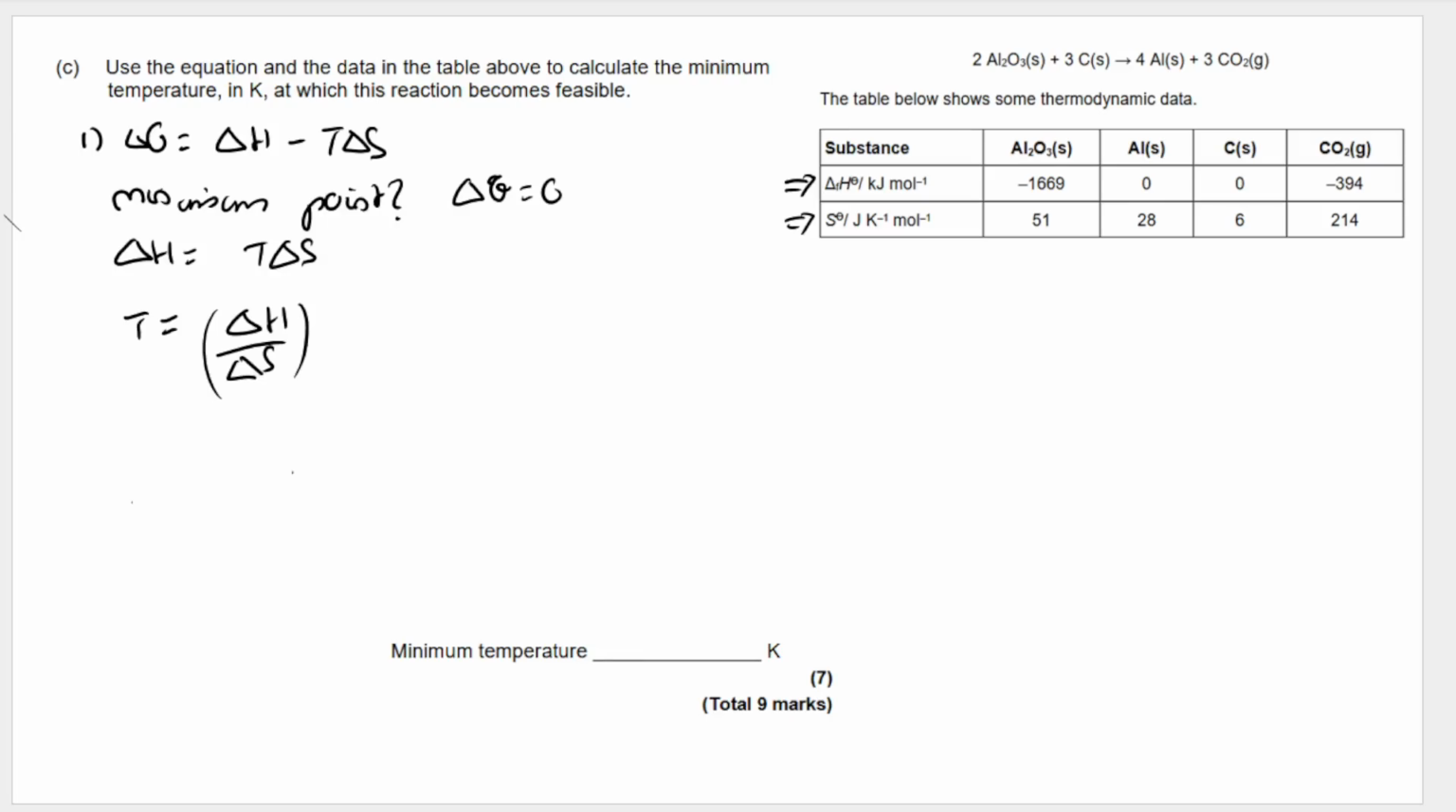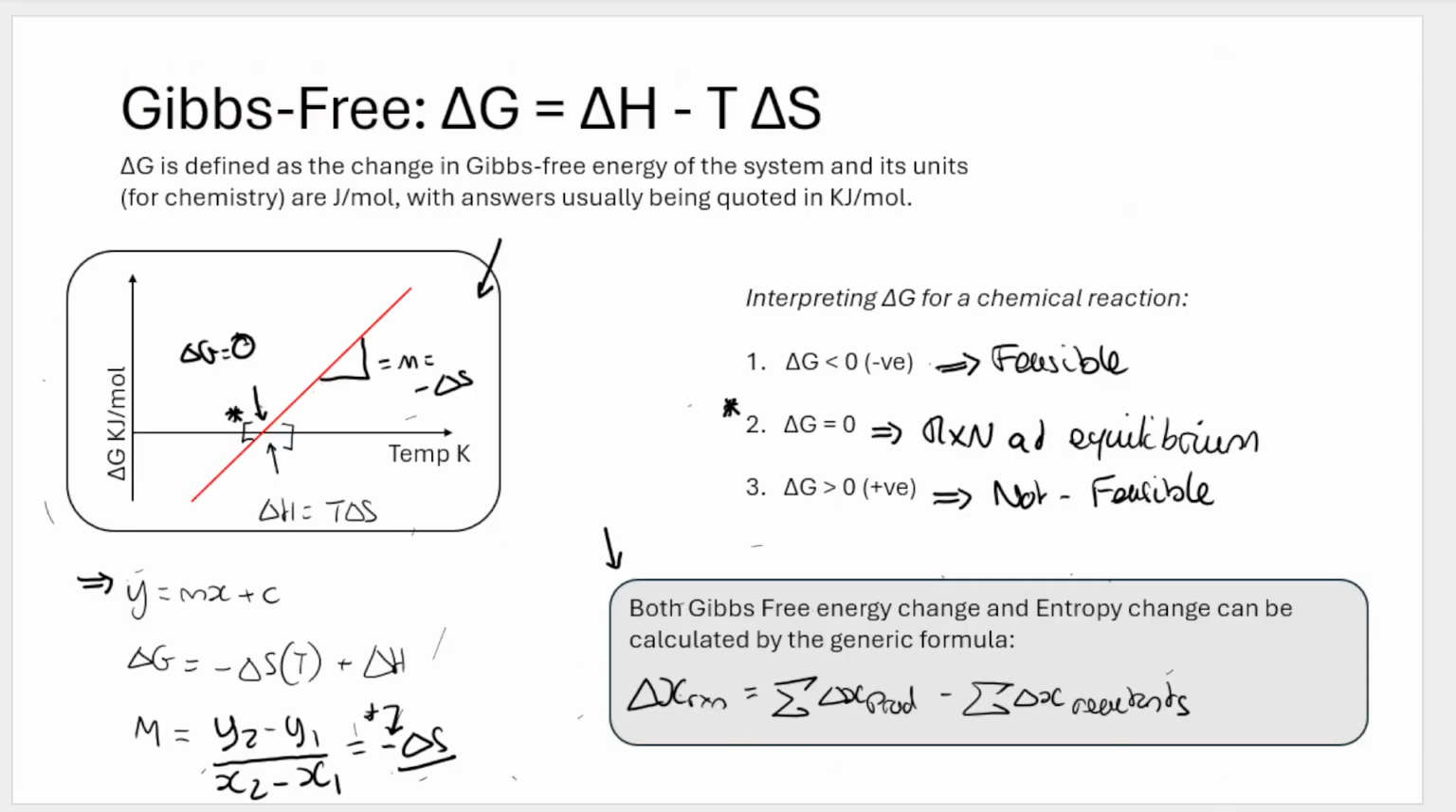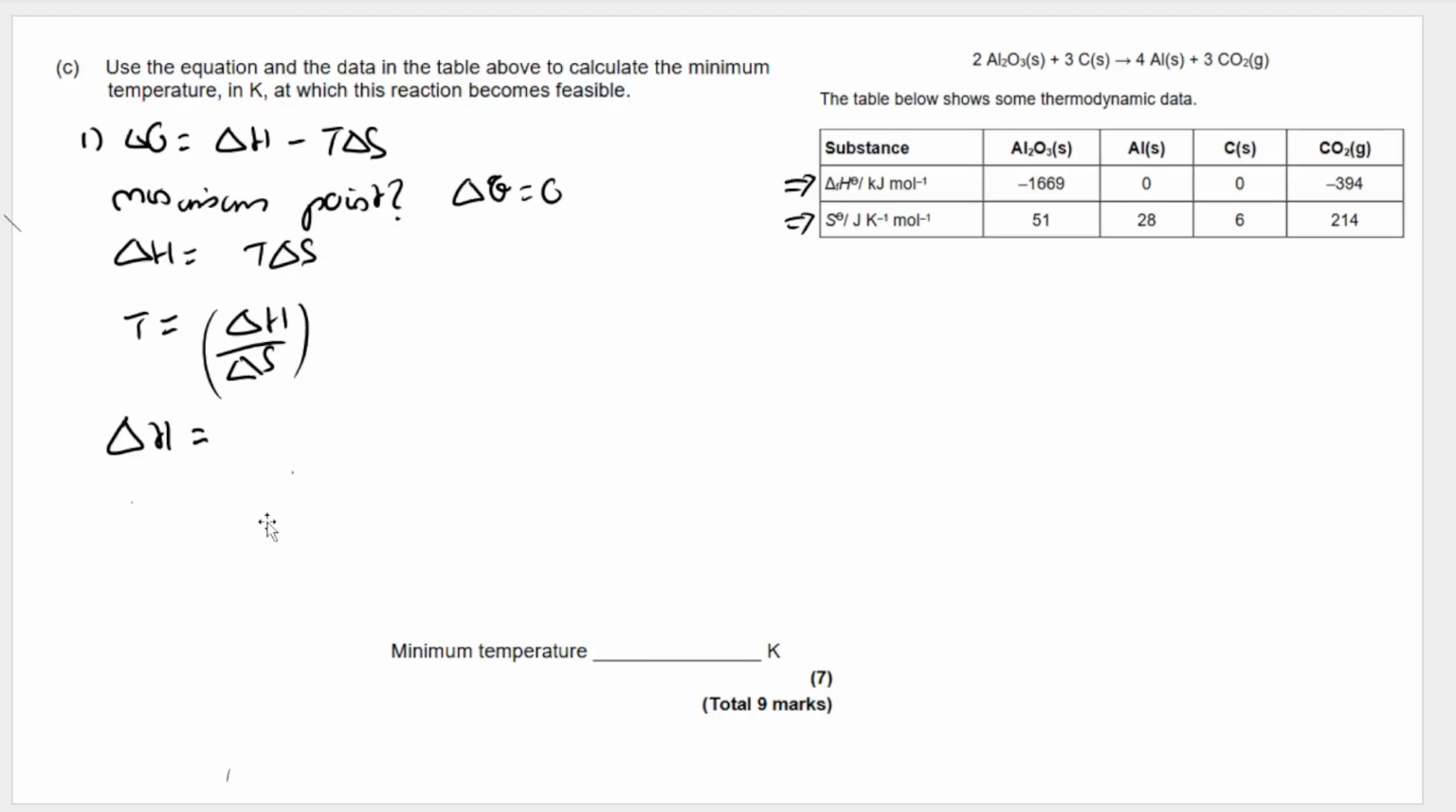Now what we need to do is compute both delta H and delta S and plug these into the equation to find our answer. The enthalpy, again, we'll do this via products minus reactants, as I've mentioned in this slide and this slide as well. And that will be 3 times minus 394 minus 1,669 times by 2. And this gives us 2,156 kilojoules per mole. It's important to mention here that the enthalpy of formation of an elemental state is 0.